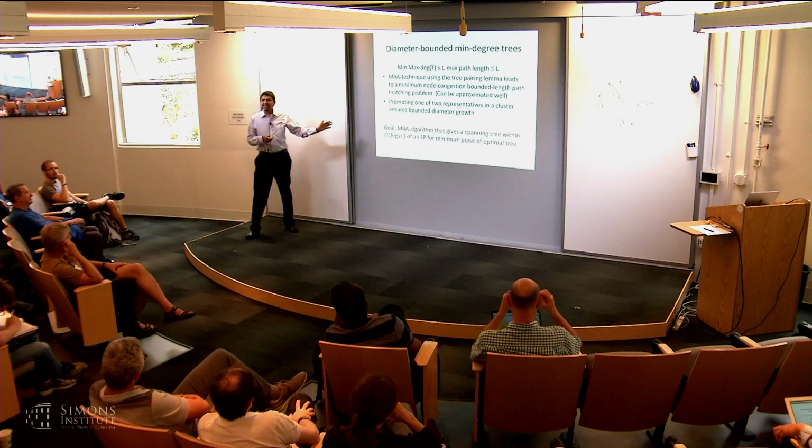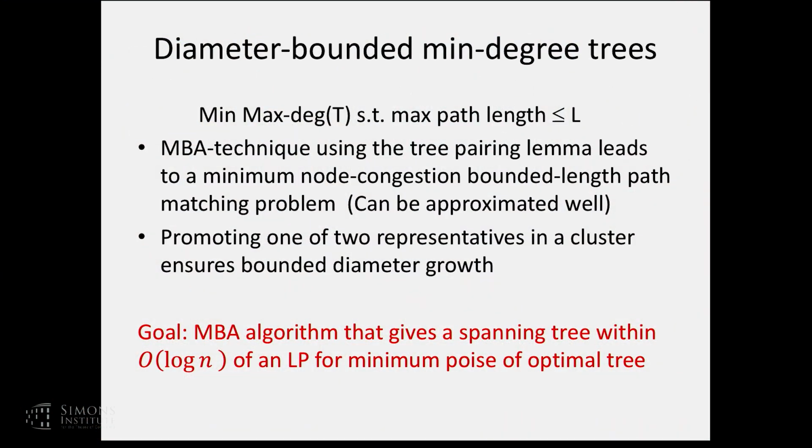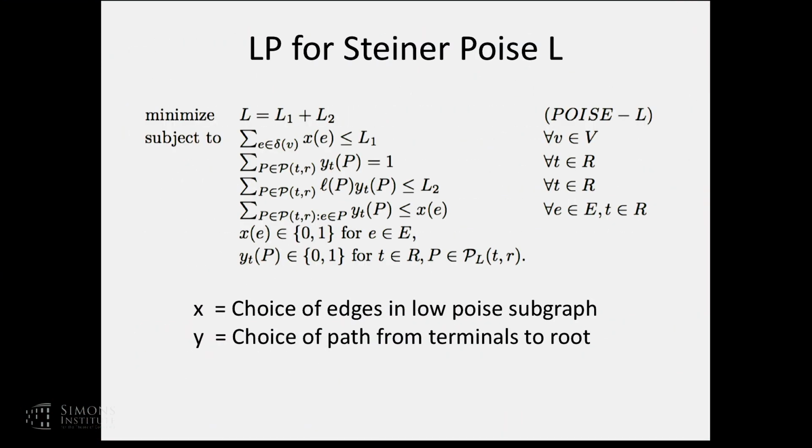So what's the LP for Poise? Well, it's the first thing you would think of. I have degree and diameter, so there are two sets of variables. It's really easy, it just looks a little complicated. There's a variable for which edges go in the tree, and for every terminal, I'm now doing this for Steiner tree. I don't want the spanning tree, I just want a Steiner tree. I have a set of paths that I can use of length L.